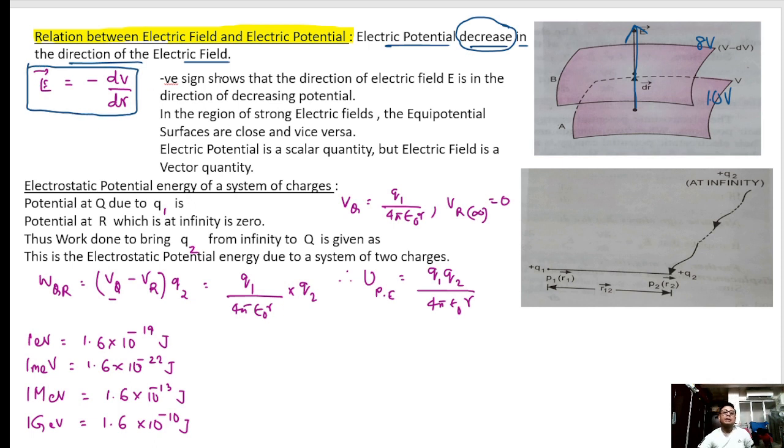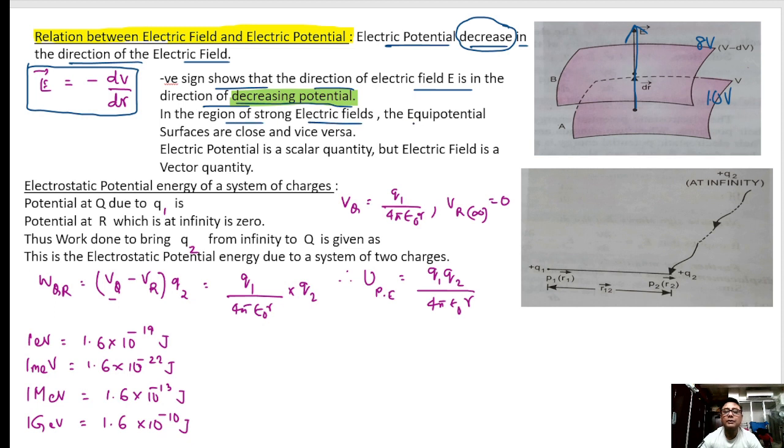Very important. The negative sign shows that the direction of the electric field is in the direction of decreasing potential. Very important line here. Decreasing potential. That means the electric field will always go in the direction of decreasing potential.